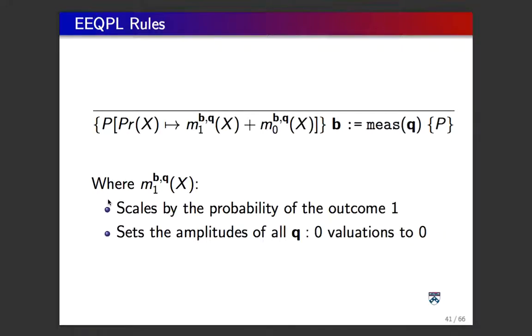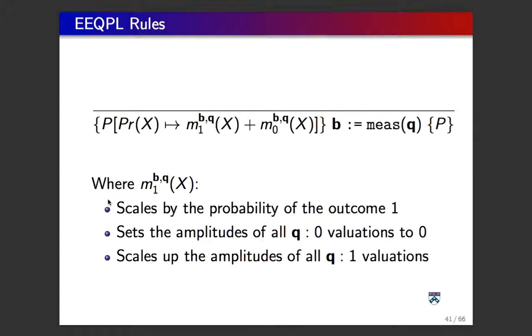Then we have to look at all those evaluations where a given quantum valuation has a given amplitude, and we have to set the ones where q is 0 to 0, because we're going to get this updated state where that qubit is going to be 1 throughout. We also have to scale up the other amplitudes, the ones in which q is 1, to make up for that lost probability mass.